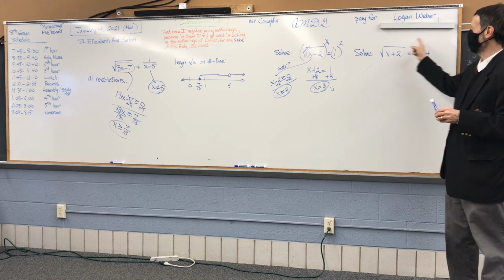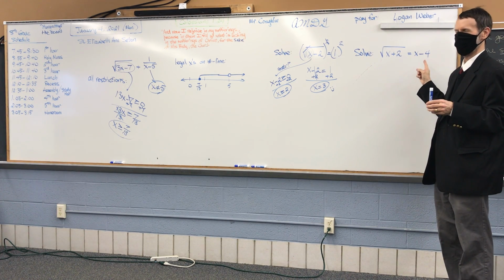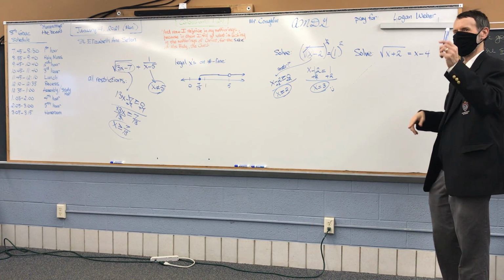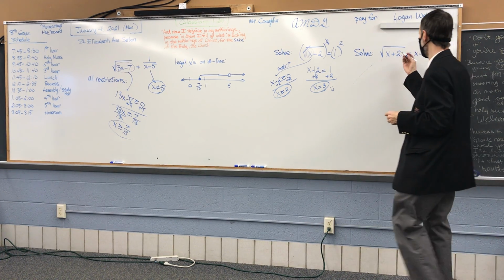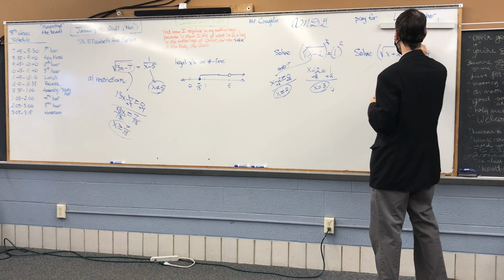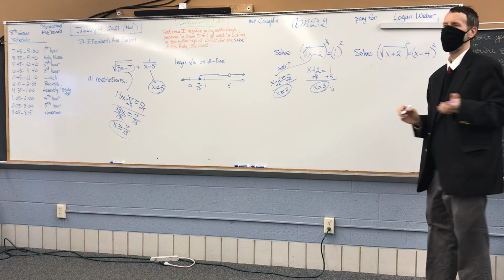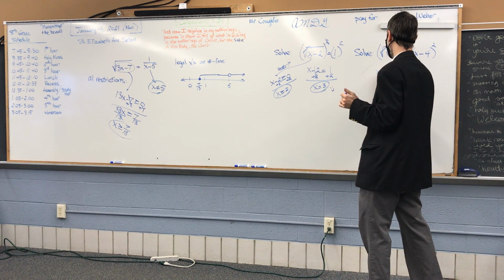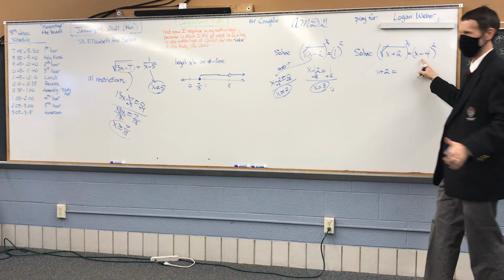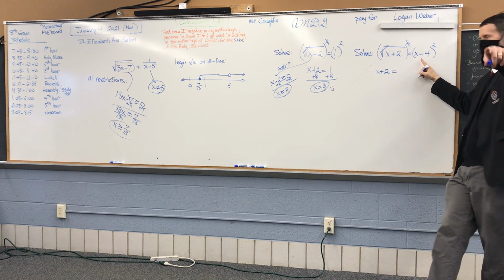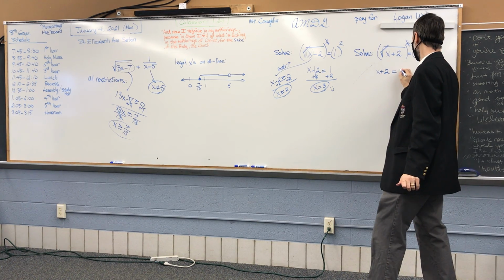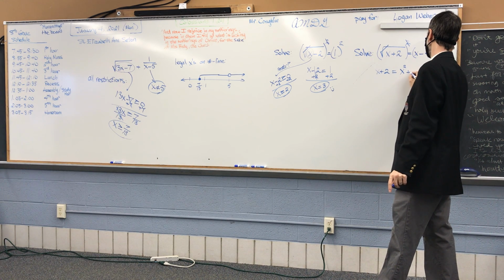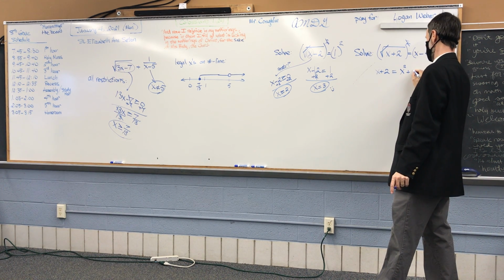What's the most annoying part of this problem? That you have to square this radical. You have to square both sides, the entire both sides. This is easy. Cancel, cancel. X plus 2. This, on the other hand, is not x squared minus 4 squared. It is x squared plus 16, minus 8x.